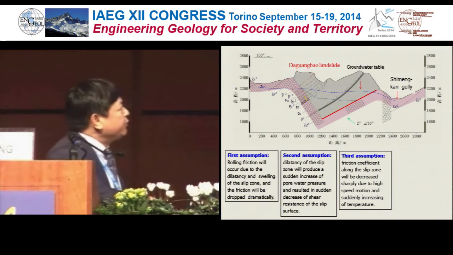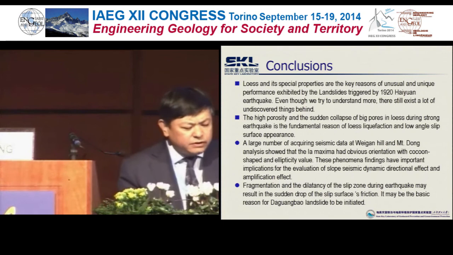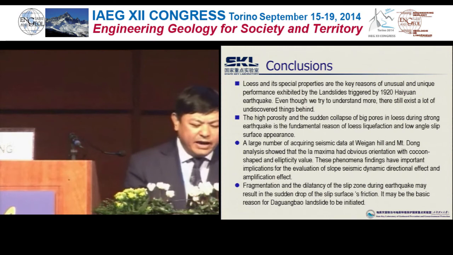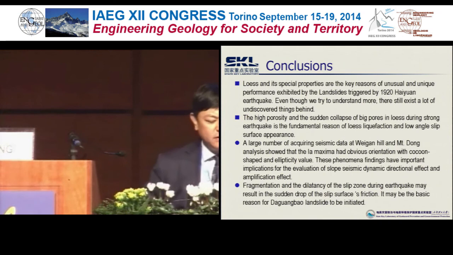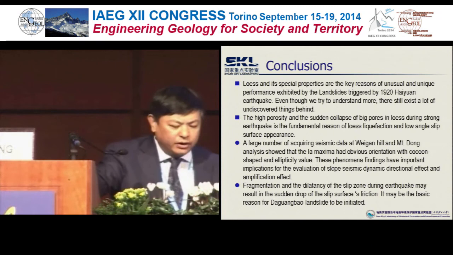So let's go to the conclusion. The special properties of the loess are the key reason for the unusual and unique performance of the landslide triggered by the 1920 Haiyuan earthquake. Even though we try to understand more, there still exists a lot of undiscovered things behind. The high porosity and the sudden collapse of big pores in layers during a strong earthquake is a fundamental reason for loess liquefaction and the appearance of low-angle slip surfaces.